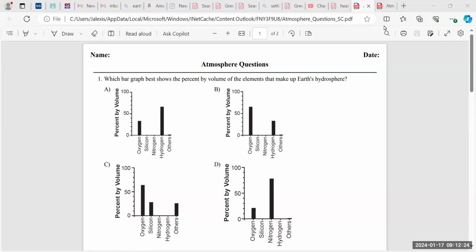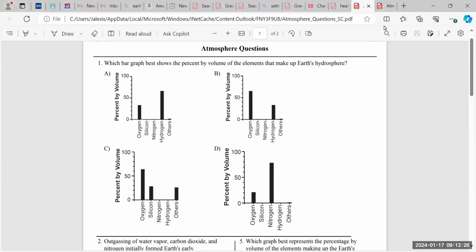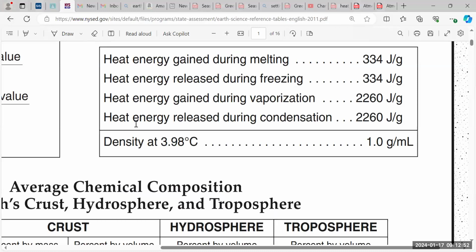All right, everybody. So we are going through the atmosphere questions, starting with number one. Number one says, which bar graph best shows the percentage by volume, right? By volume, this key word, of the elements that make up the Earth's hydrosphere. Where am I going to find out about the elements that make up the hydrosphere? What page, everybody? We're going to go to page 1.